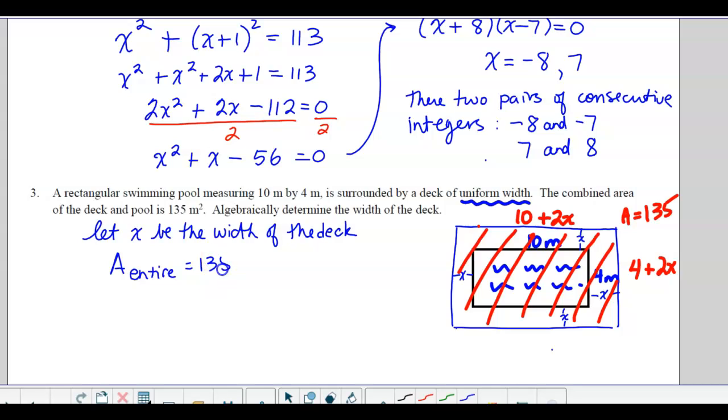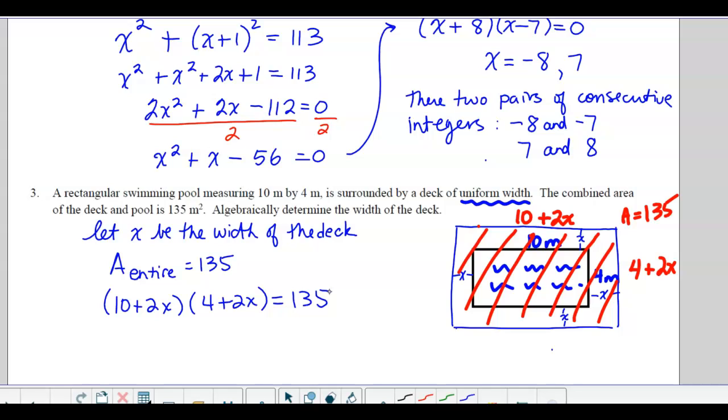Okay, so we're given the area of the entire thing, and we know area is length times width. So here we're going to have 10 plus 2x times 4 plus 2x equals 135. Now sometimes you could use trial and error and figure that out, but it does say algebraically determined, and sometimes it's not going to be a nice number. It's going to be a decimal that maybe even irrational. That would be difficult for you to figure out on the top of your head.